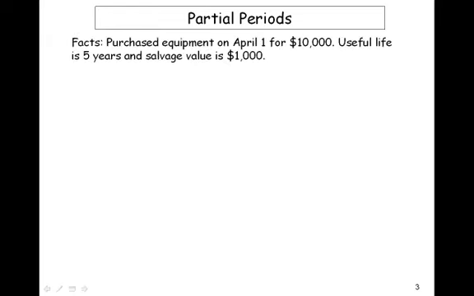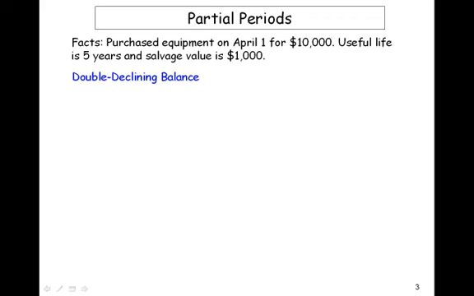Assets are rarely purchased at the beginning of the year in which a full year of depreciation will be taken. Therefore, it is more common for assets to be depreciated for partial periods of a year. Take a look at the following facts. The purchase of equipment on April 1st means that it will be used for 9 months or 3/4 of a year. Straight line depreciation is the easiest to use.